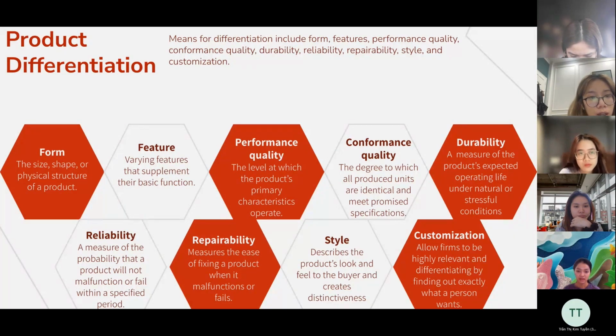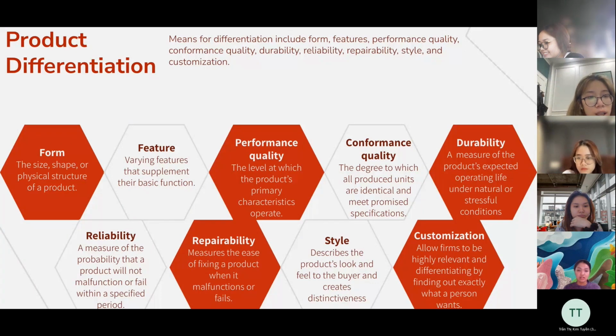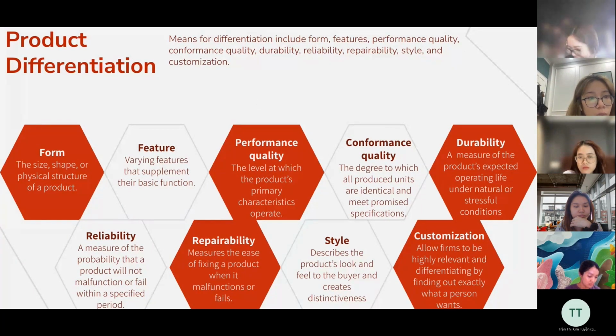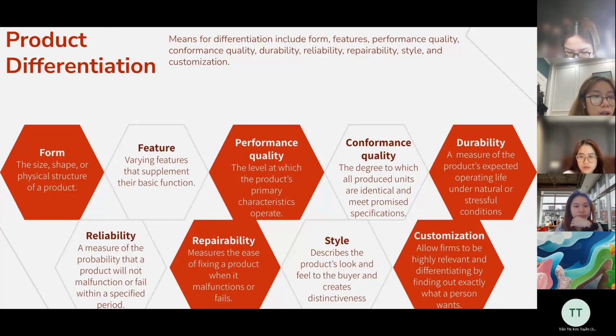Performance quality is the level at which the product's primary characteristics operate. The firm should design a performance level appropriate to the target market and competition. It is not necessarily the highest level possible, and the firm must manage performance quality through time. Conformance quality: buyers expect a high conformance quality. It is the degree to which all produced units are identical and meet promised specifications. A product with low conformance quality will disappoint buyers.